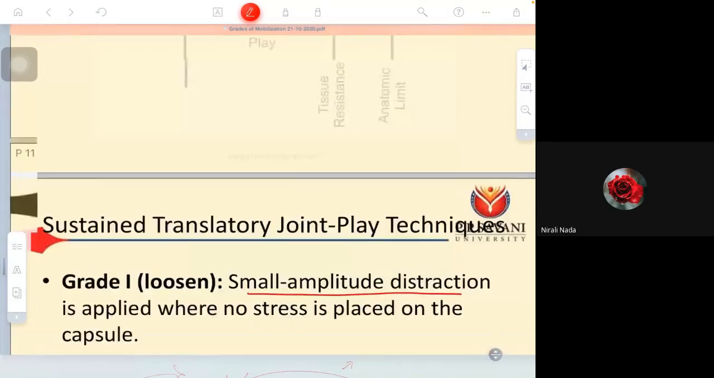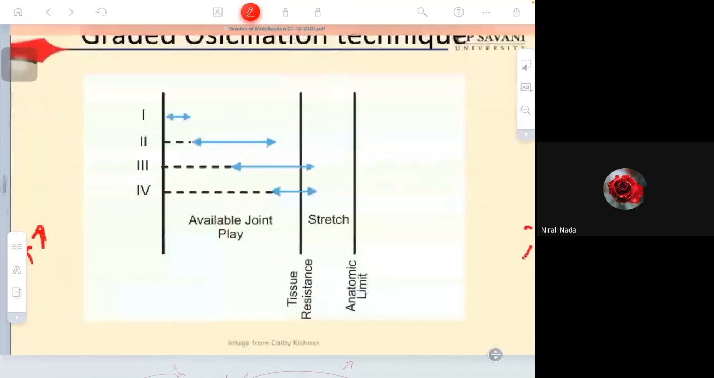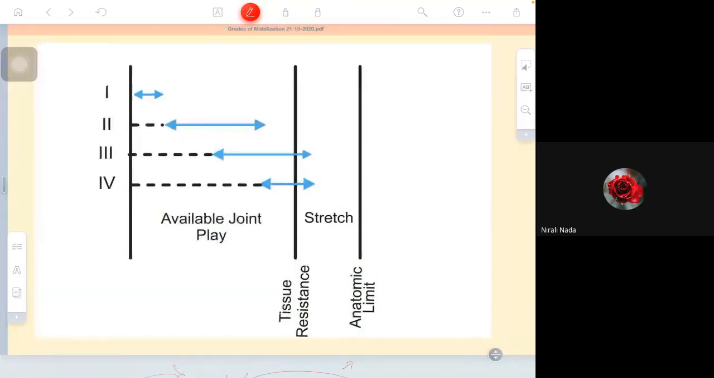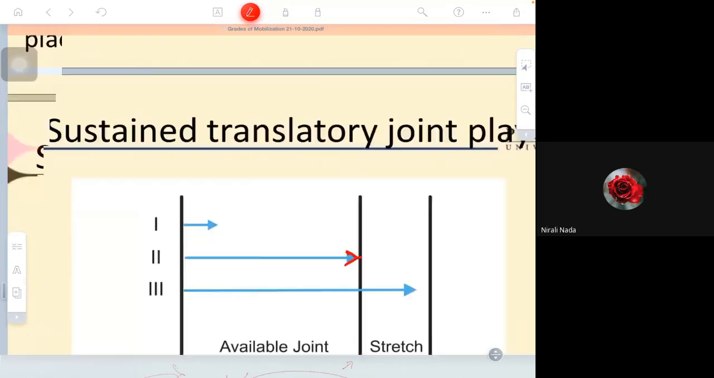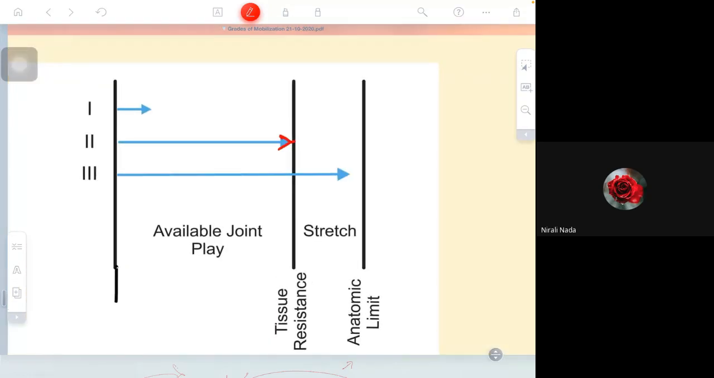But here, in this diagram, if you see, it crosses the tissue resistance. So here the capsule will stretch. Capsule will stretch in grade 3 and grade 4. But here, it is not stretching the capsule. It is just reaching, just touching the line.